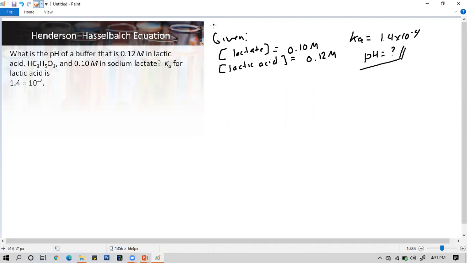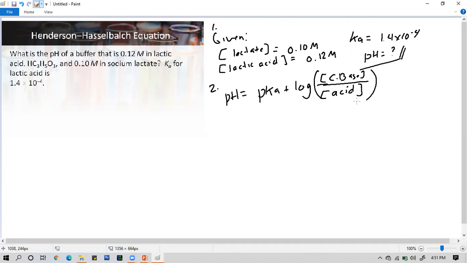Second step sa mathematical problem solving is identify the formula. Isa lang naman yung formula natin sa may buffer, which is the Henderson-Hasselbalch equation, which is given by pH equals pKa plus log of the concentration of the conjugate base all over the acid. Now, guys, pagpasensyahan ninyo yung sulat ko kasi medyo nahirapan din ako.